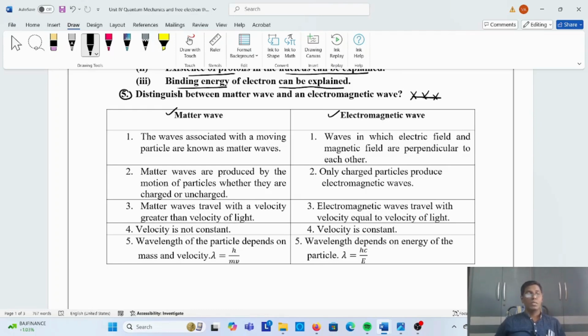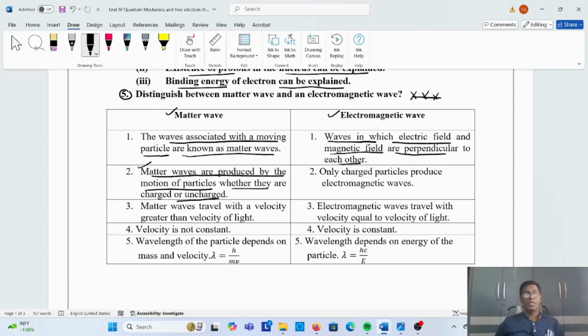The first one is the waves associated with a moving particle are known as matter waves. Electromagnetic waves are produced because of electric field and magnetic field which are perpendicular to each other. Now the second point: matter waves are produced by the motion of particles whether they are charged or uncharged. From charged or uncharged particles we are going to get the matter wave.